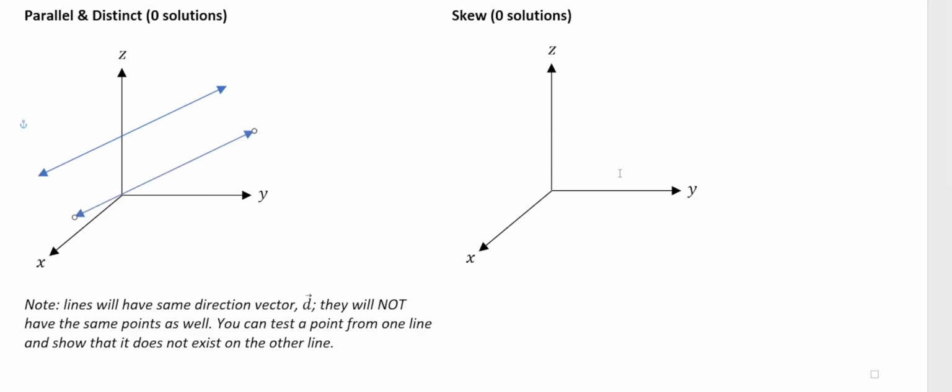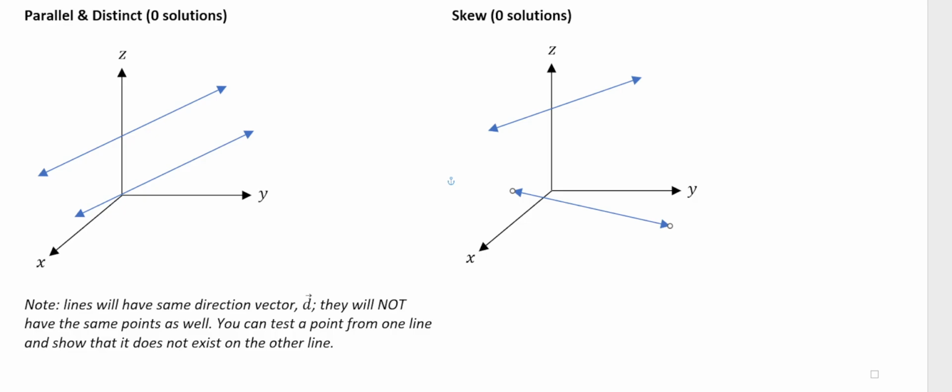There's your parallel and distinct, 0 solutions. And then you can have skew. Skew is where the lines are headed in different directions, but they are spaced out in 3 space so that they will never intersect. It's a bit hard to picture on a 2D page, but you could hold your arms, one forearm on top of another forearm, point your forearms in different directions, and then separate them. Your forearms can have different directions, but they might never intersect in 3 space.